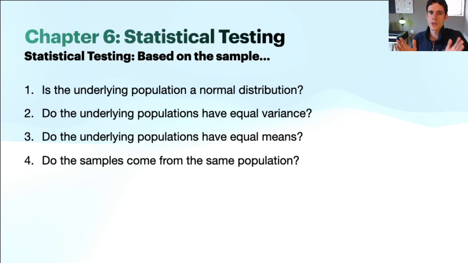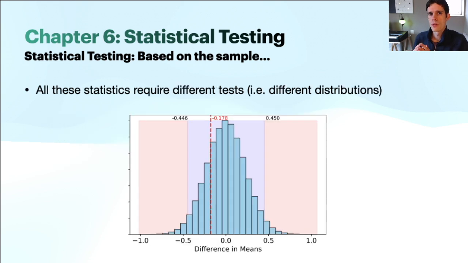Now all of these questions have in common that they are questions about the populations based on your sample dataset. However, all of these questions are different because they revolve around different statistics. We have, for instance, the variance, the means, but also the distribution function of the populations. Because these questions all revolve around different statistics, they will also need different statistical tests to formulate an answer.